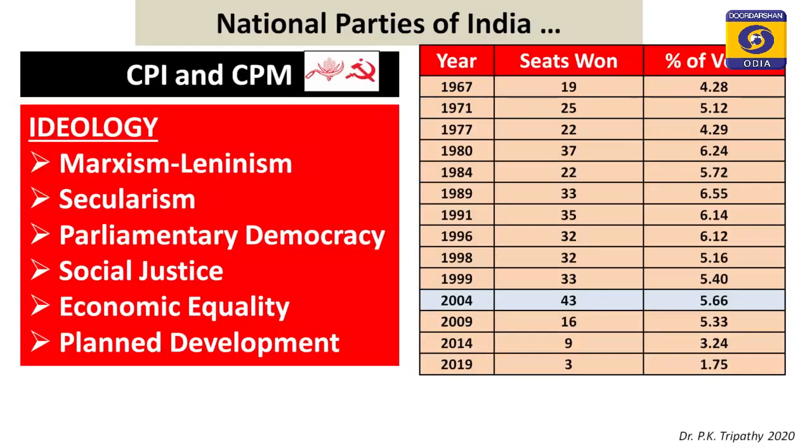Now, let us move forward to the leftist parties, the CPI and CPM. So, both the leftist parties, they subscribe to the Marxian ideology, Marxist-Leninist ideology. So, CPI and CPM, they did not have much influence in Indian politics, but let us club them together, because there is hardly any ideological difference except one or two.